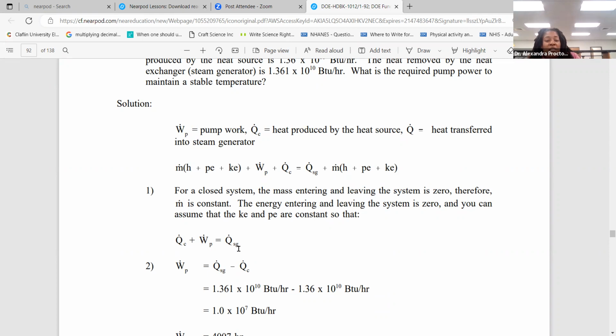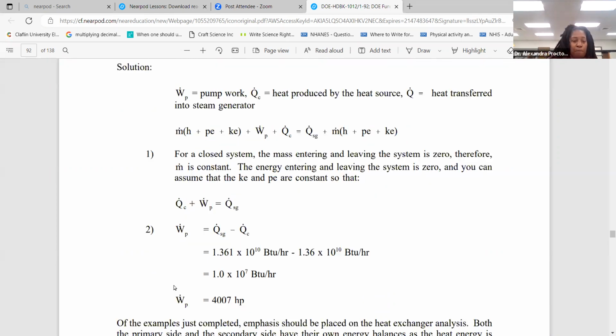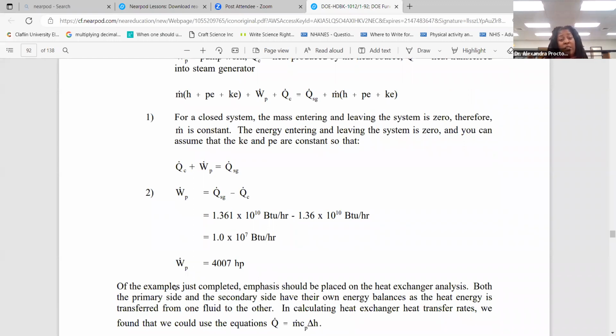QC plus WP is equal to QSG, okay? So they derive these equations. And like I said, when you start deriving them, you can really take it up a couple of notches. So WP is equal to QSG minus QC.